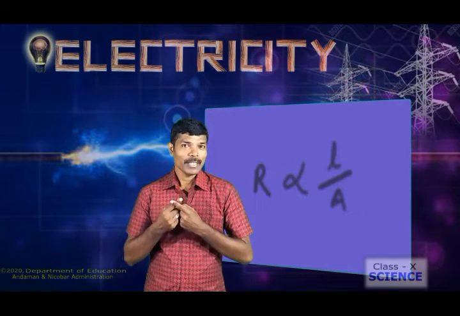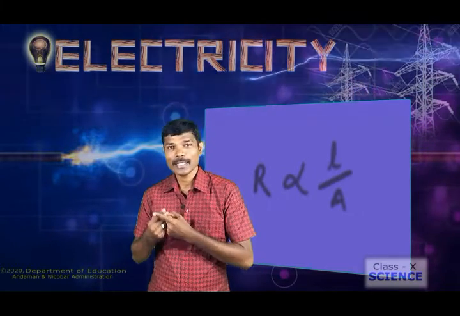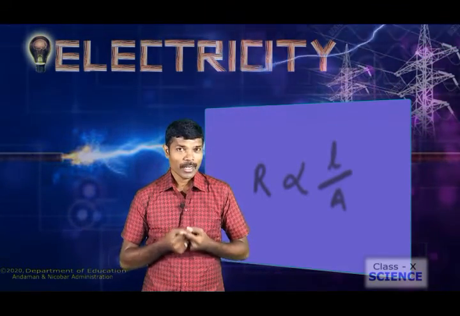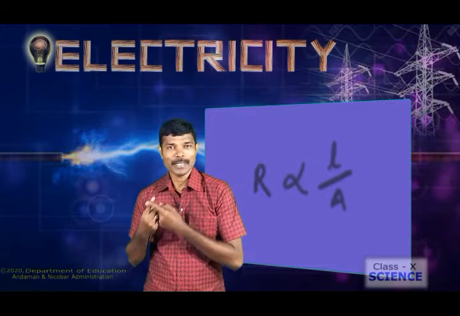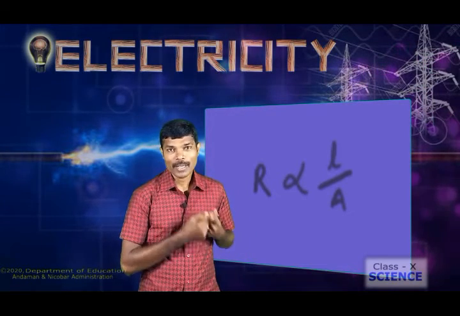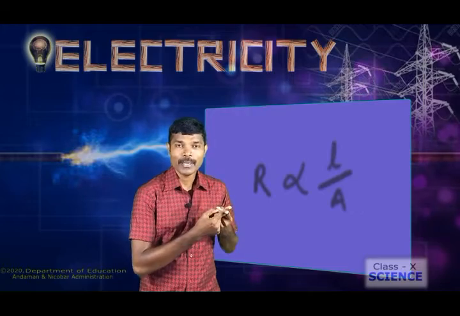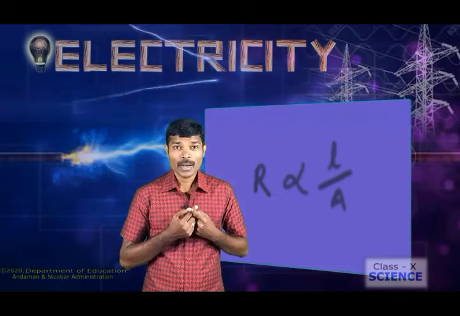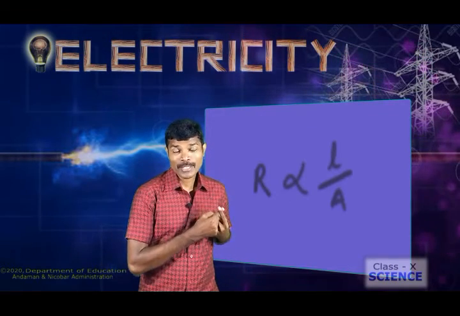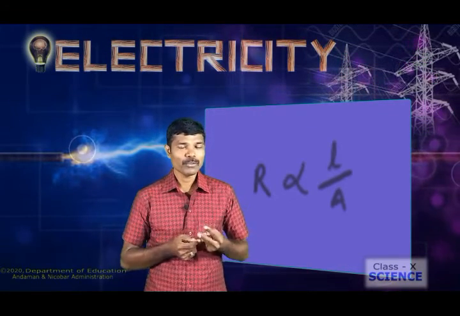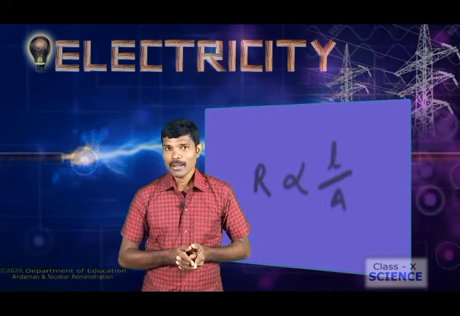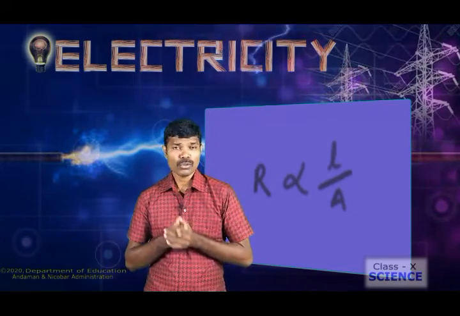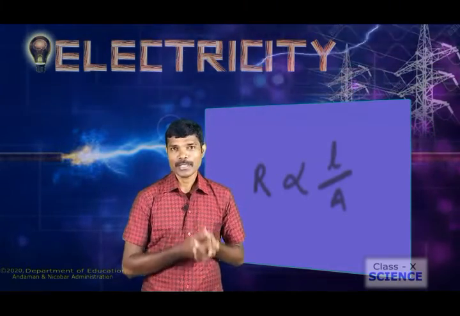Secondly, we have seen the resistance of a conductor is inversely proportional to the area of cross section, which means if the area of cross section is doubled, then the resistance will be halved. If the resistance is doubled, then the area of cross section should be halved, right. This way we understood how the resistance of a conductor depends on these two factors. We have also seen the resistance of a conductor depends upon the nature of the material. No two conductors will have the same resistance.